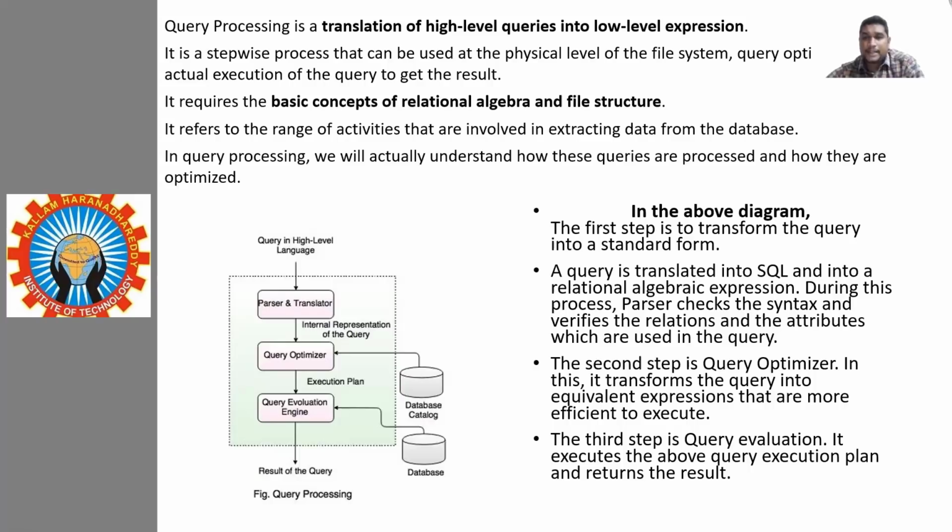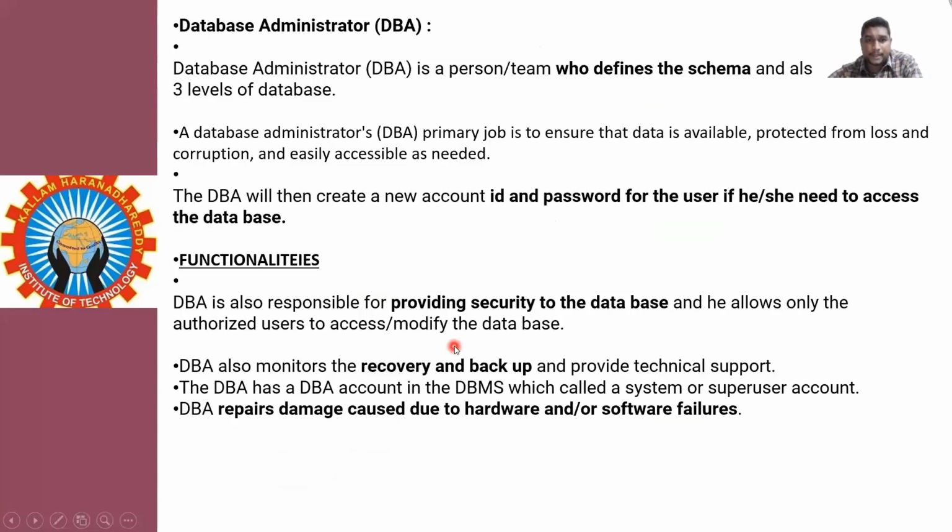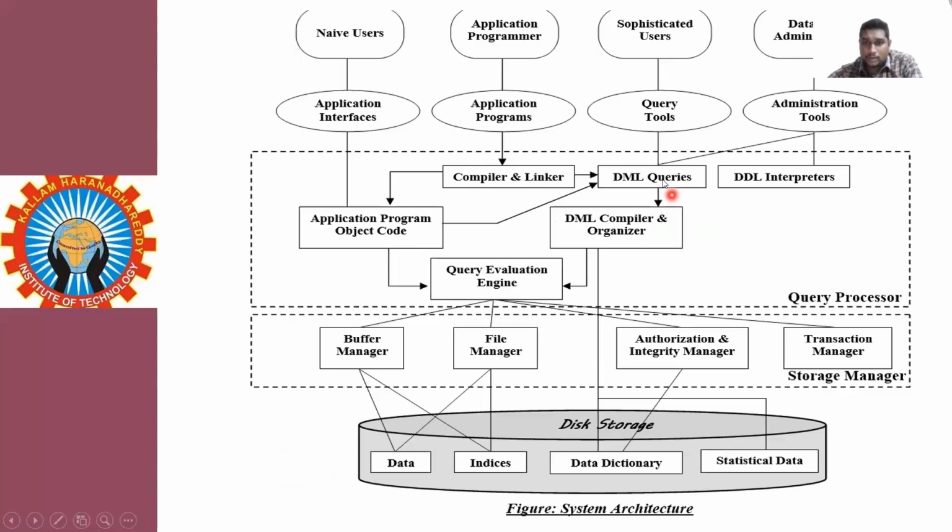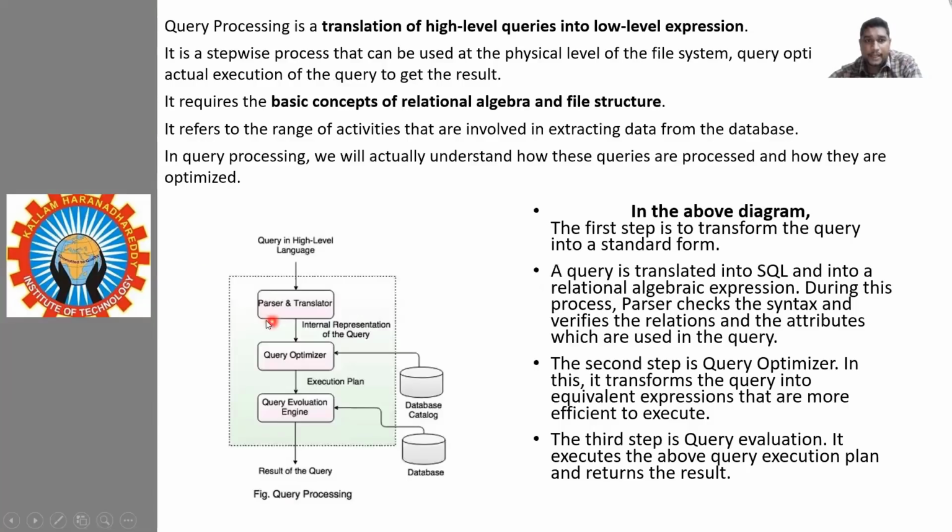That is nothing but a step-by-step process. After one task, it moves to another task, and after the final task comes the physical structure. It is a stepwise process that can be used at the physical level of the file system. The performance is query optimization and execution of the query to get the result. Next, it requires the basic concepts of relational algebra and file structure.